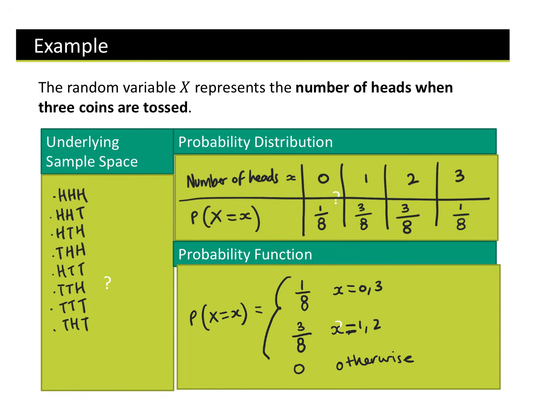When you're given the probability function, you can't see your sample space diagram. You may not know the context, you may just be given the function. So this is why it has to cover every single possibility. If it's 0 and 3, you get 1 over 8. If it's 1 and 2, you get 3 over 8. If it's anything else, it's 0.